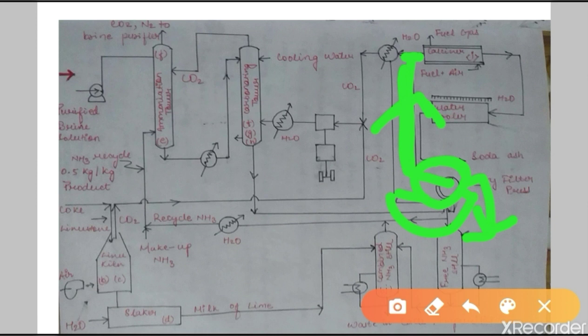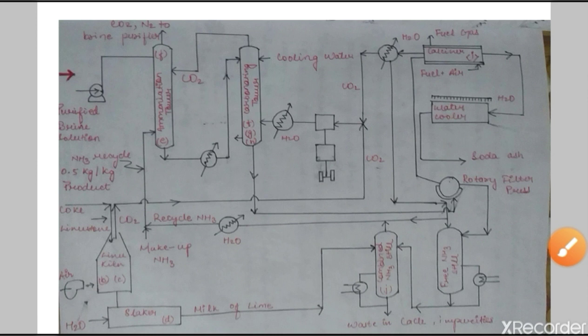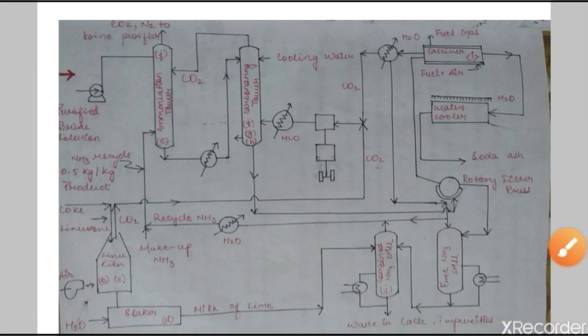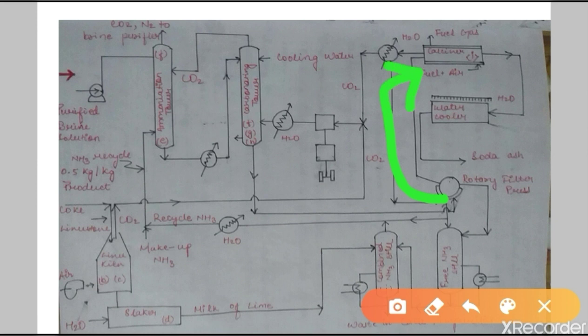This NaHCO3, which is slaked from the top of the drum, is taken to the calciner. Okay, so I hope you got it. I'll revise it once again. From the rotary filter press, the solvent is taken to another reactor, which we will deal with later, and then the NaHCO3, which got deposited on the top, is slaked off and taken to the calciner.